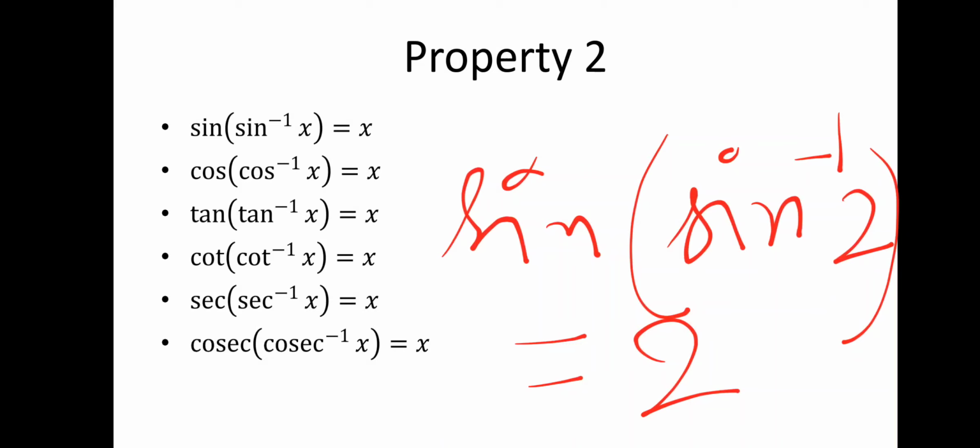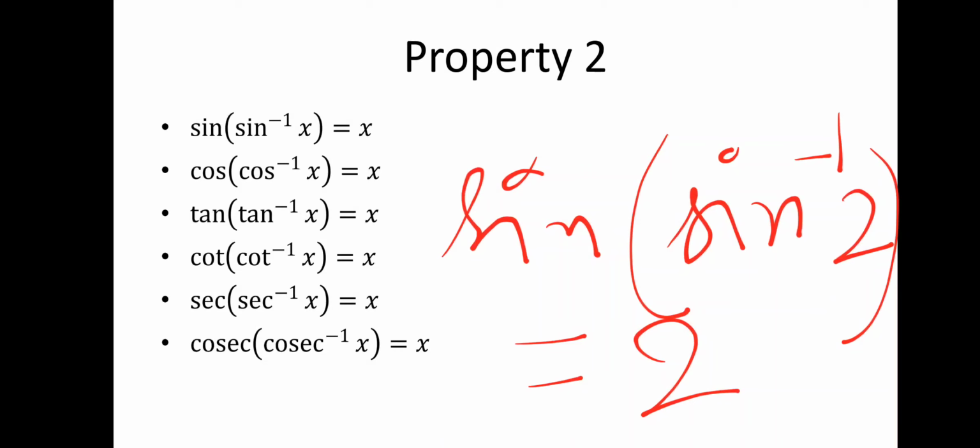Now we have to understand this. Sine inverse 2, this statement is absolutely meaningless. Why? Because sine can never give me a value 2. So sine inverse 2 does not exist at all. So definitely this inside quantity does not exist. So sine of something which does not exist is not going to be 2 for sure.